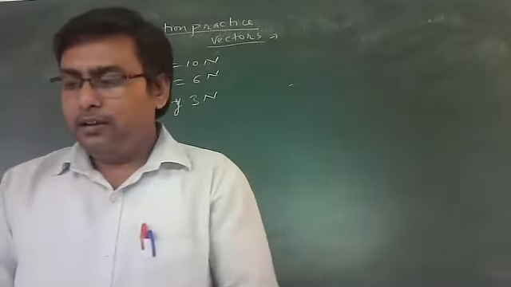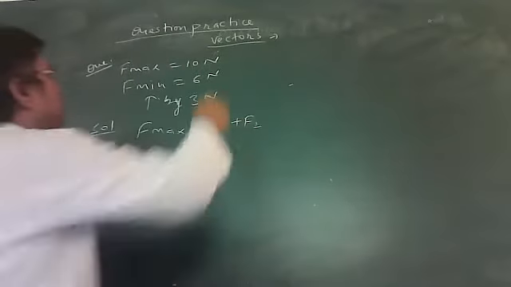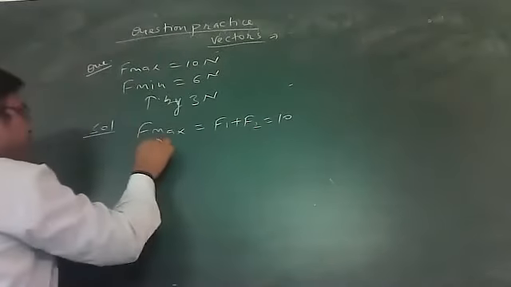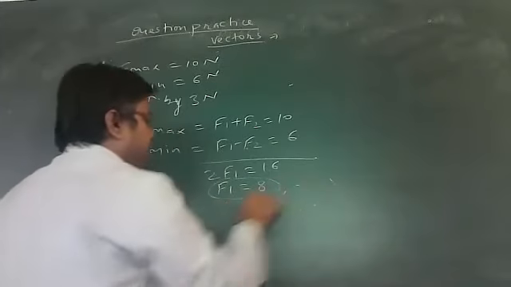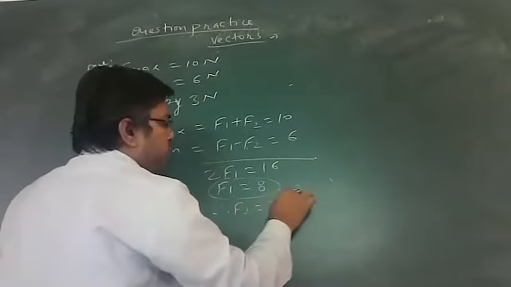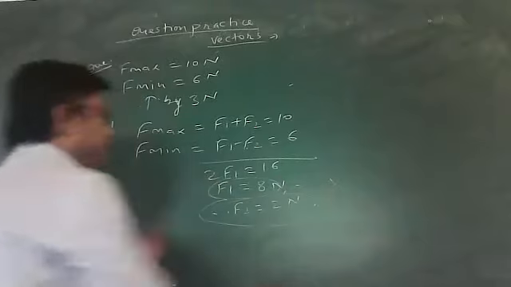See the solution here. The question gives you F max. F max is equal to F1 plus F2, and F1 plus F2 is given as 10. And F minimum is equal to F1 minus F2, we're getting here 6. So F1 plus F2 is equal to 10 and F1 minus F2 is equal to 6. I want to find the value of F1 and F2. Add both equations. We get 2F1 is equal to 16. That is F1 is equal to 8. If F1 is 8, the value of F2 will be 2 Newton. This is the initial value of F1 and F2.